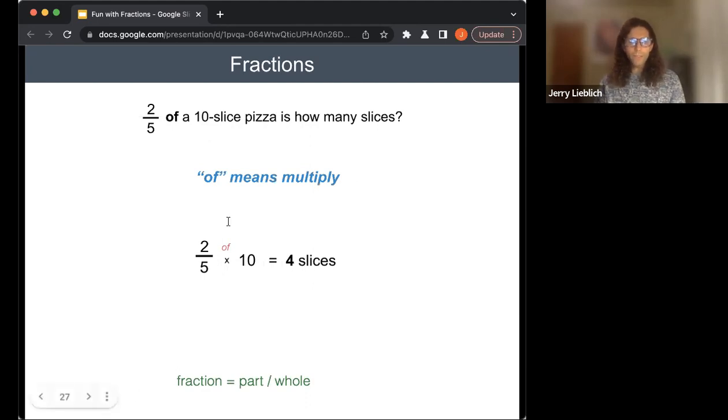So that's the first method that you can use, which we can call direct translation. The other method you can use is what we might call the formula method.